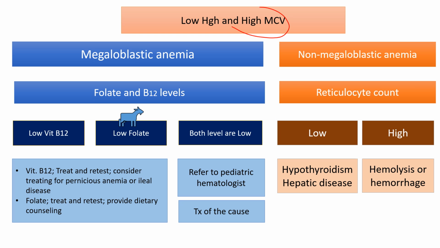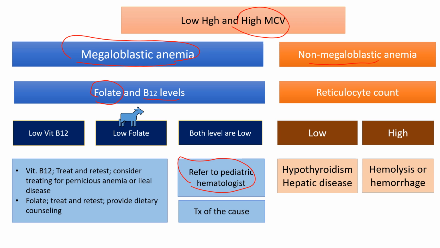If you have a case with macrocytic anemia, there are two possibilities, megaloblastic or non-megaloblastic anemia. Megaloblastic anemia, simply the neutrophil will be hypersegmented, and the possibilities are folic acid deficiency, B12 deficiency, or both. We have to test both together. If B12 is deficient, we have to treat but consider underlying causes. If folic acid is deficient, we have to treat and retest after the treatment. If both are low, we have to refer to a pediatric hematologist and treat the cause.